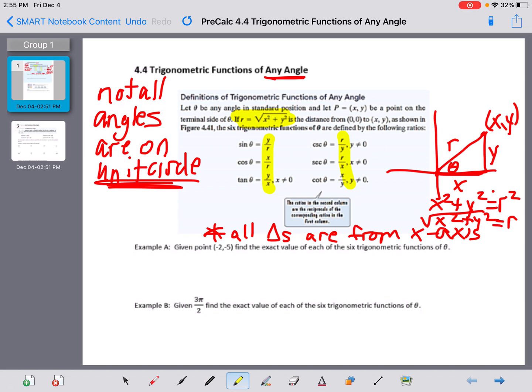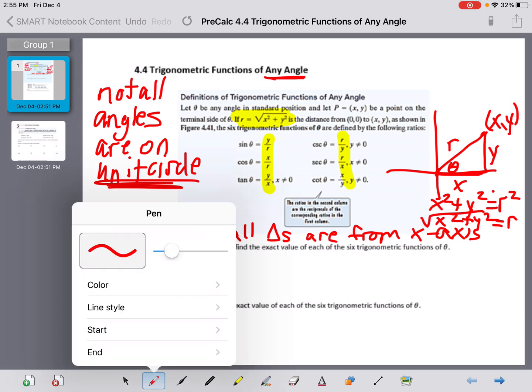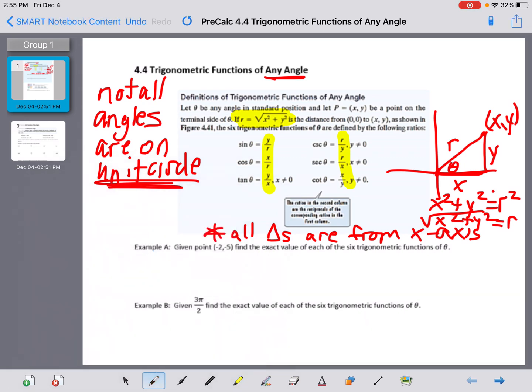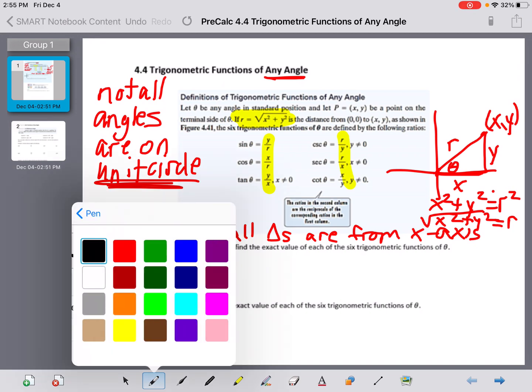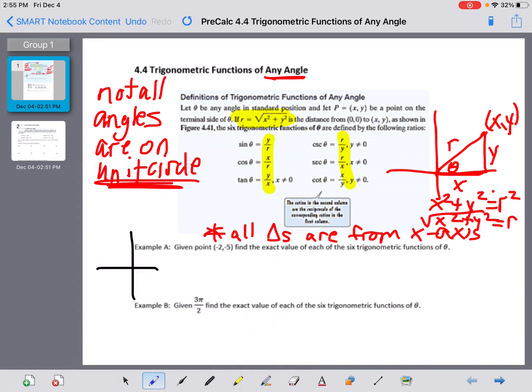We're given the point -2, -5, and we want all the exact values for each of the 6 trigonometric functions. So when we talk about the 6, we're talking sine, cosine, tangent, cosecant, secant, and cotangent. Where is -2, -5 at? What quadrant? It should be in the 3rd quadrant, right? So I have my little chart here, and I'm going to make it go -2, -5.